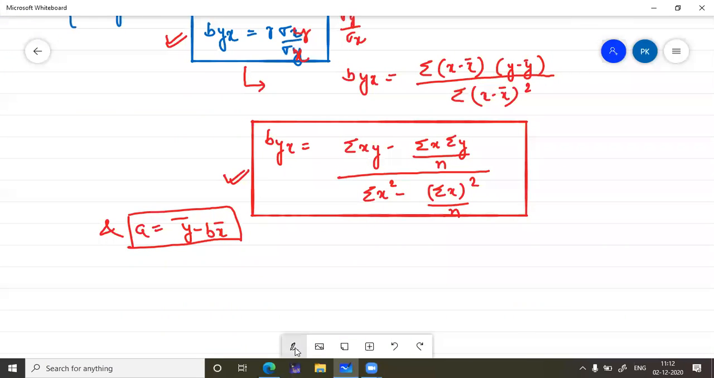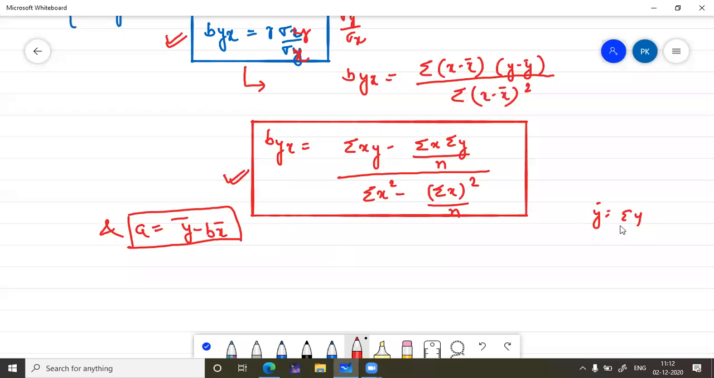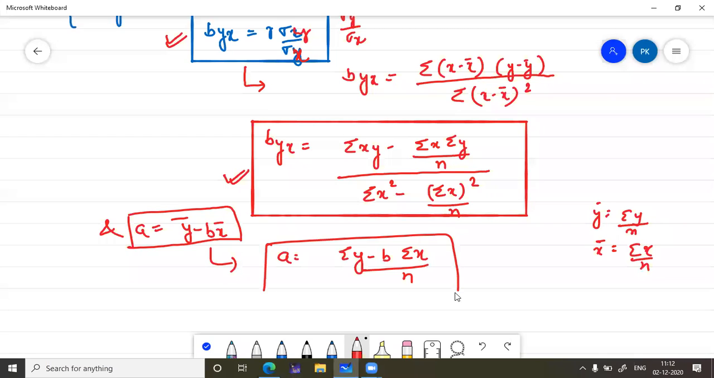Y bar represents the mean, meaning summation of y by n. X bar represents summation of x by n. So I can write this as summation of y minus b summation of x divided by n. So these are the values for the coefficients here.